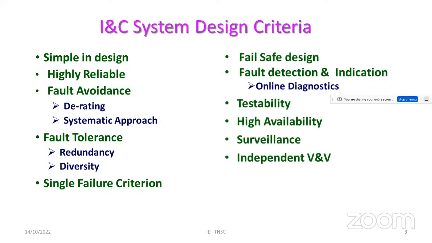These are the INC system design criteria. System should be simple in design, highly available. It should not fail. If at all it fails, it has to fail in the safe mode. We cannot design a system without any failure. There will be a fault. So fault avoidance is achieved by derating of the components and systematic approach. But we cannot completely avoid the fault. So fault tolerance should be provided with redundancy and diversity.